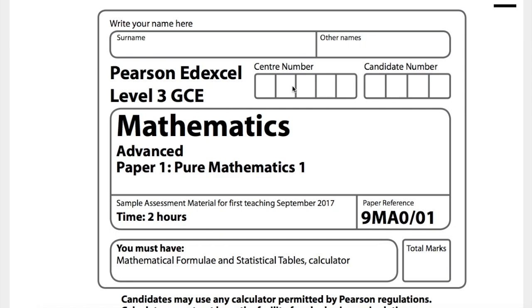With the new A-level specification, now all of the assessment is done by examination, external assessment, and after the 2 years you'll sit 3 papers. This is the first paper, paper 1, Pure Mathematics 1. The second paper is also a pure mathematics paper, and the third one is statistics and mechanics. So in this video I'll be going through this Pure Mathematics 1 paper. This is for the Edexcel exam board.